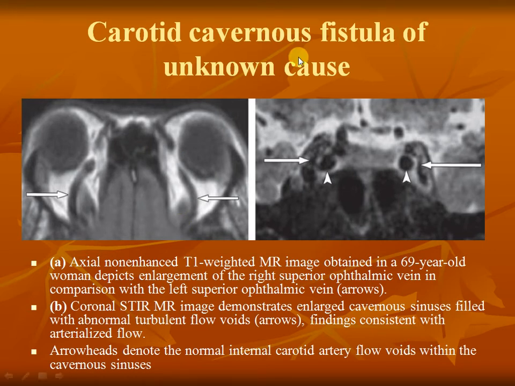For example, here, this is a non-contrast T1 MR image showing enlargement of the right superior ophthalmic vein in comparison with the left superior ophthalmic vein. Compare this one with this one. This one is larger. As we move into the cavernous sinus part, you can see here an enlarged cavernous sinus on the right side compared with the left. And you can see multiple flow voids compared with the left. Here, multiple areas of signal loss due to flow void, due to arterialization of the cavernous sinus, due to fistula formation.